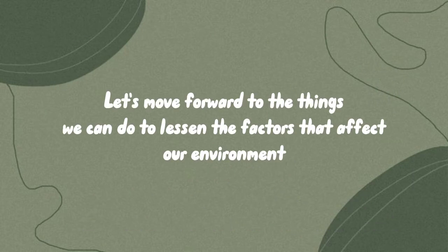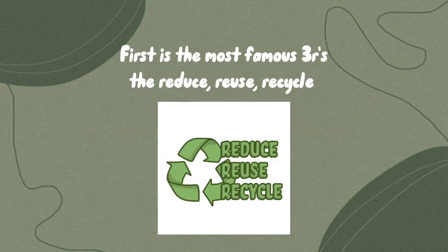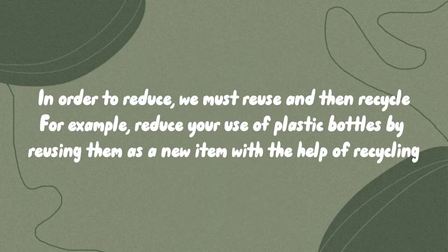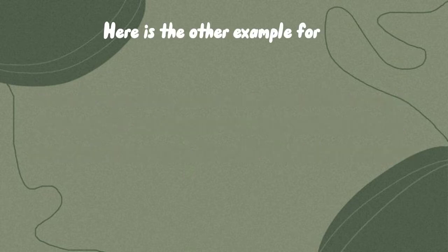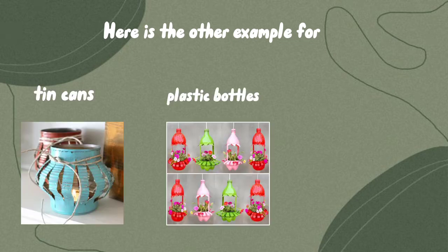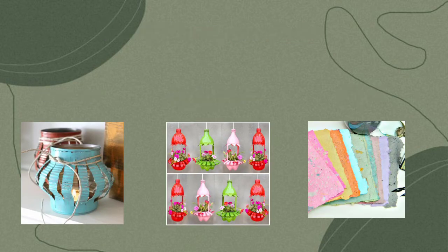Let's move forward to the things we can do to lessen the factors that affect our environment. First is the most famous 3 R's: reduce, reuse, and recycle. In order to reduce, we must reuse and then recycle. For example, reduce your use of plastic bottles by reusing them as a new item with the help of recycling. Here's another example for tin cans, plastic bottles, and paper.